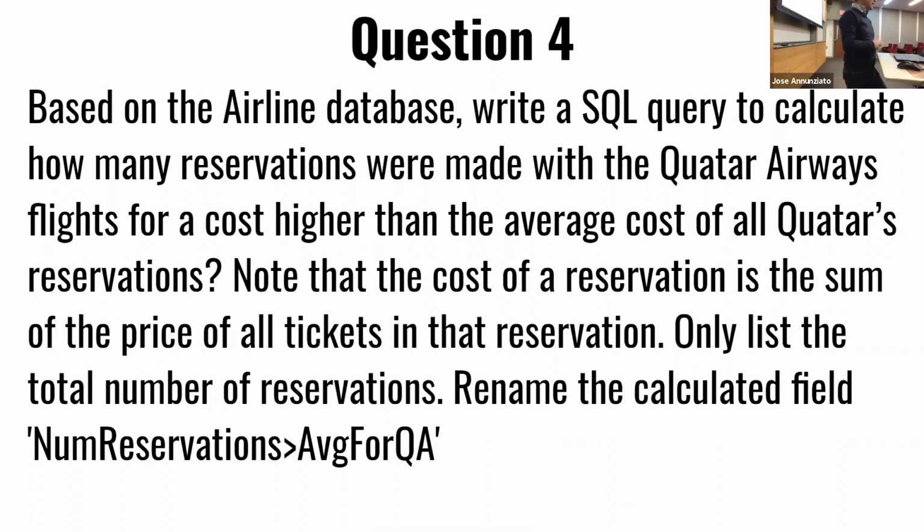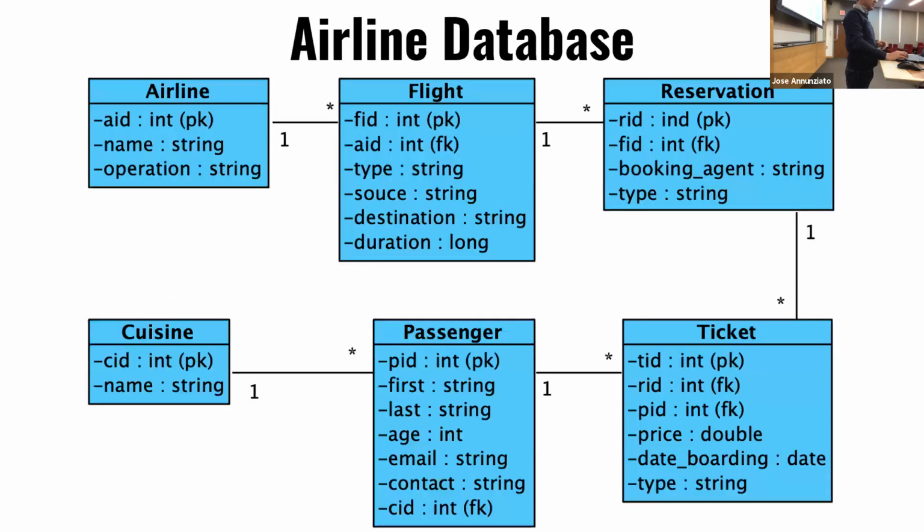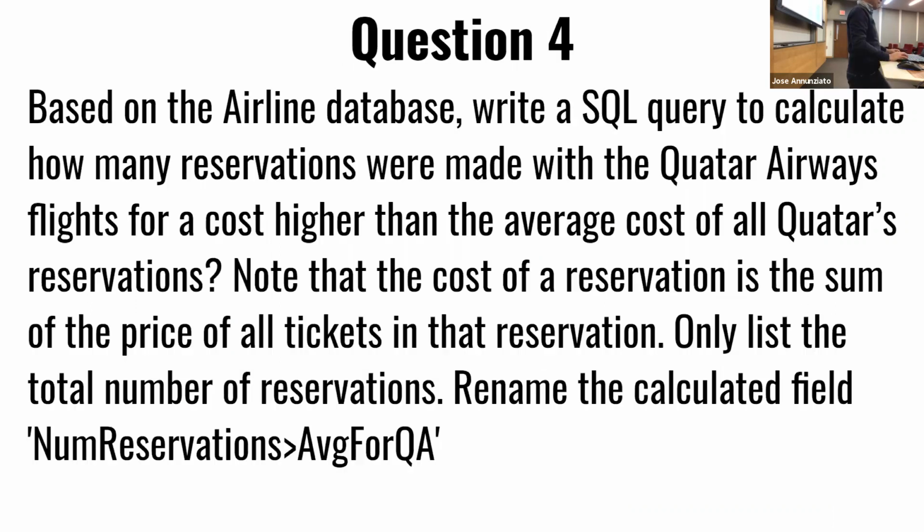So this one says, okay, based on the airlines database, write a SQL query to calculate how many reservations. So there's a count, right? How many reservations? So reservations are those over there. You're basically counting those reservations that were made with Qatar Airways flights for a cost higher than the average cost of all Qatar reservations. So there's a couple of questions here. First, you need to calculate what is the average cost of all Qatar reservations. That's a whole inline view.